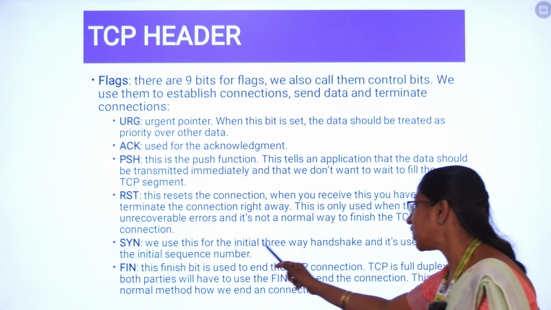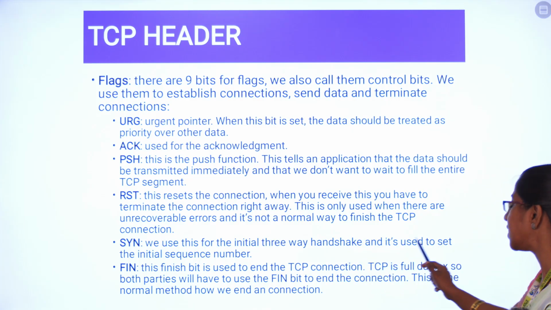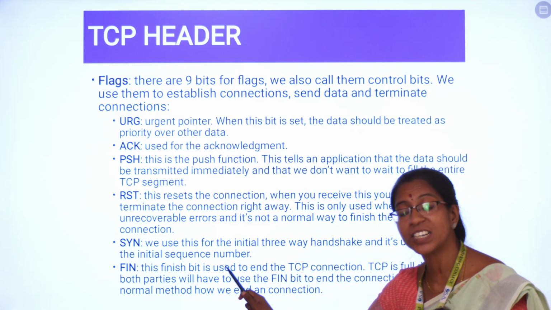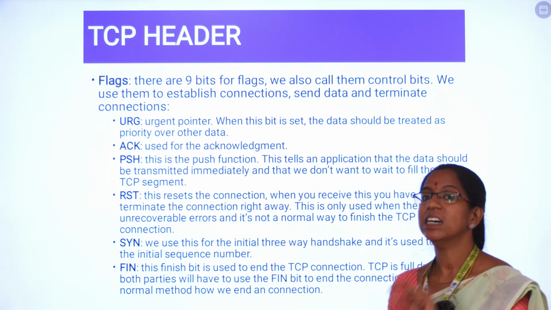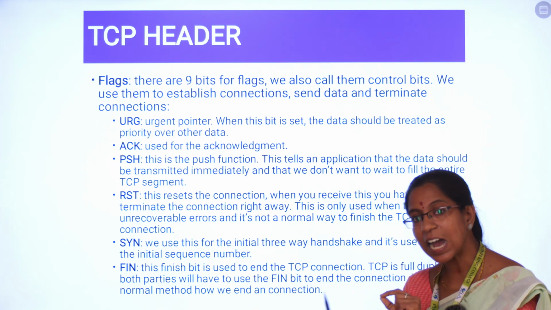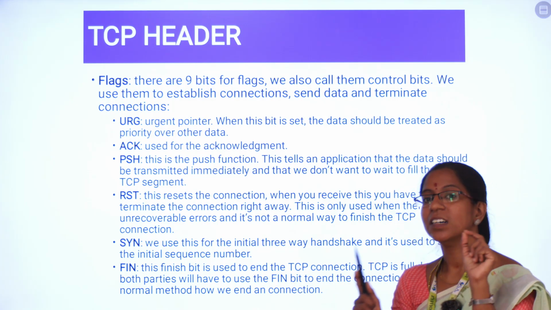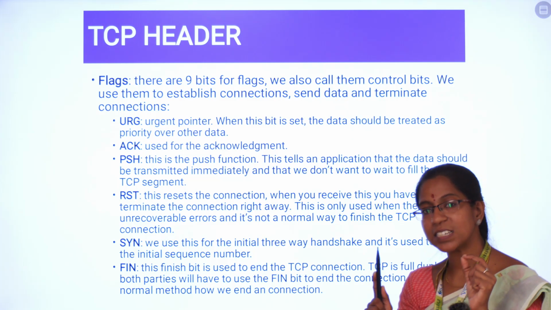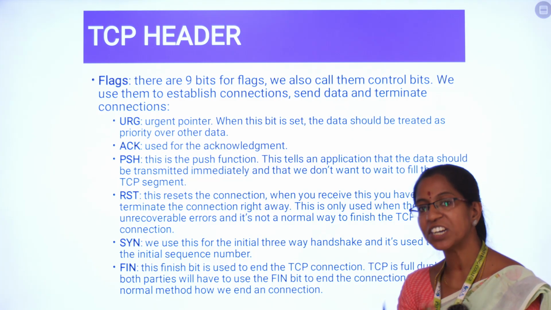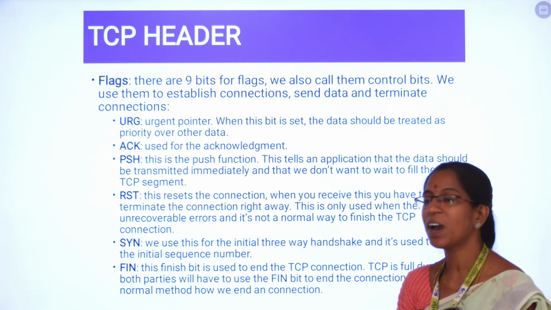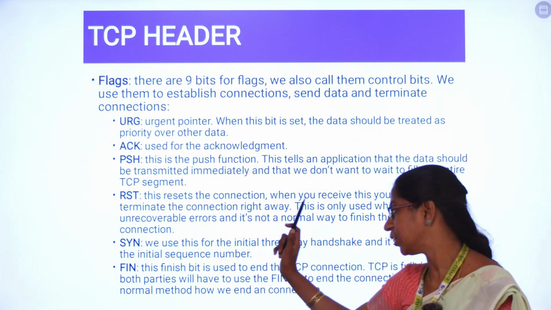We use this for the initial three-way handshake and it is used to set the initial sequence number. When the connection is starting to be established, the TCP segment is ready to transmit from sender to receiver. So the sequence number is set by the SYN flag.